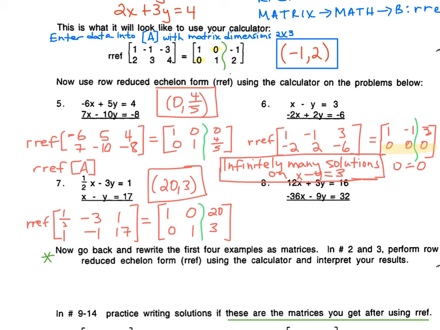All right, and then in example number 8, if we set up our matrix, we're going to have 12, 3, 16 in our first row, -36, -9, and 32 in our second row. That's our matrix. We'll do RREF on it. Again, enter that. Try it on your own. Pause the video. Check your results. Your resulting matrix should be 1, 1/4, 0, 0, 0, 1.